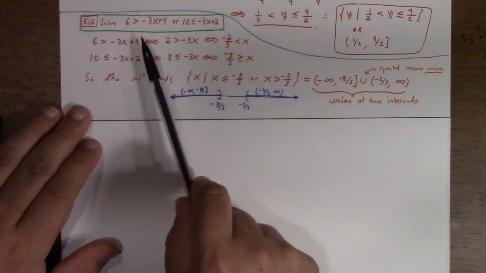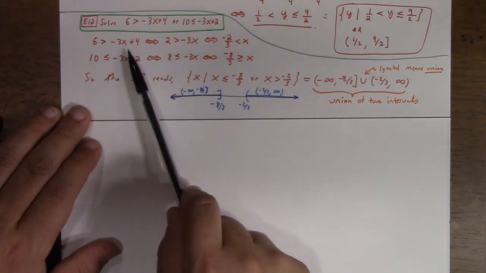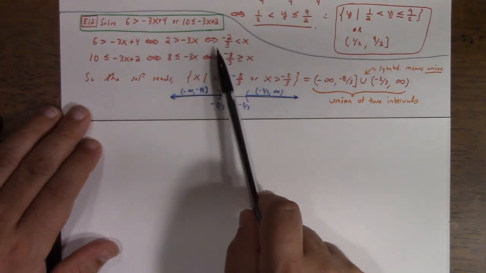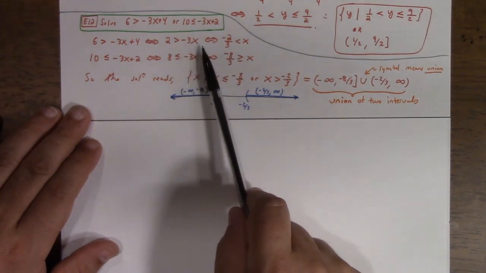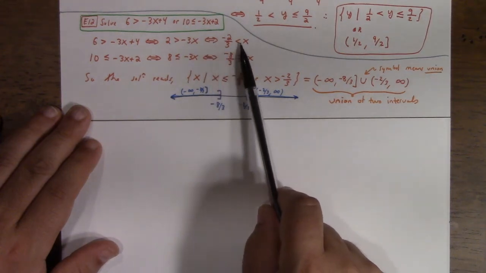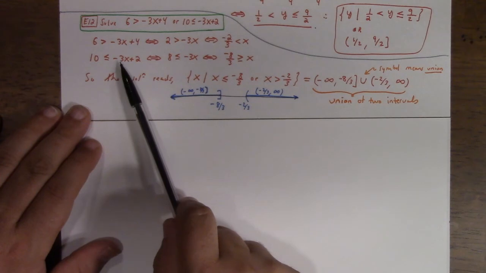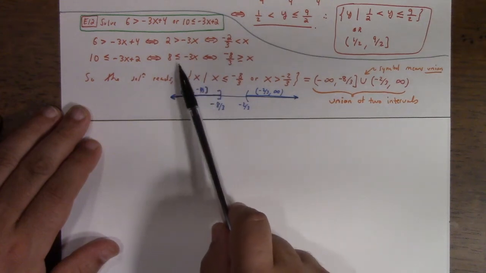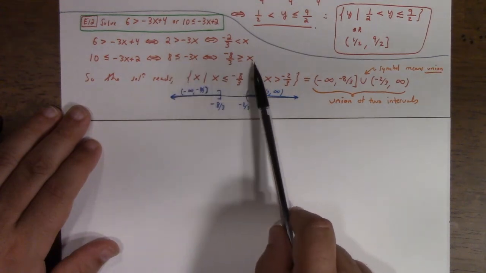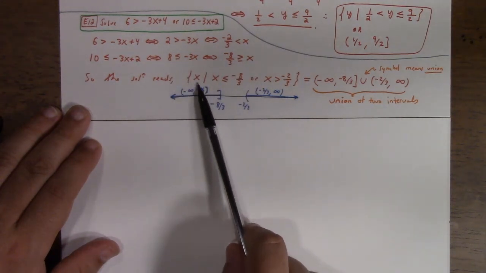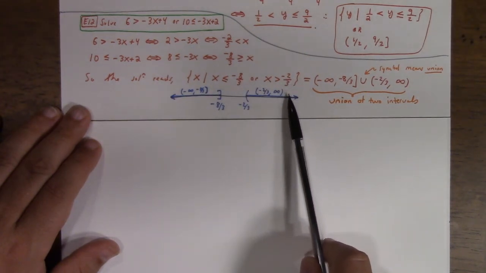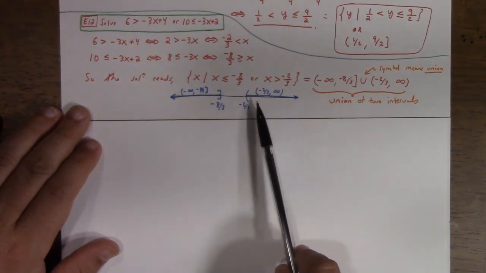The first one, 6 greater than or equal to minus 3x plus 4, gives me, subtracting 4 from both sides, 2 greater than minus 3x. But then, dividing by minus 3 reverses the inequality to get me minus 2/3 less than x. And likewise, this one, I subtract 2 from both sides to get 8 less than or equal to minus 3x. Then I divide by minus 3, it reverses the inequality, gets me minus 8/3 greater than or equal to x. So what's my solution? It's x such that x is less than or equal to minus 8/3, or x is greater than minus 2/3.